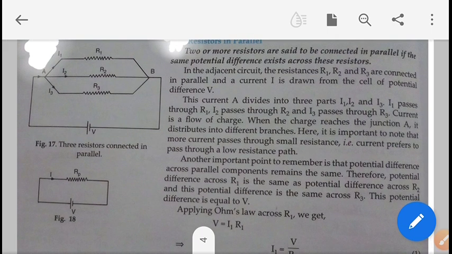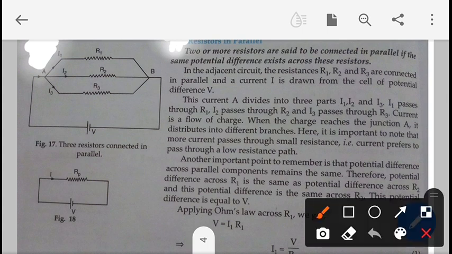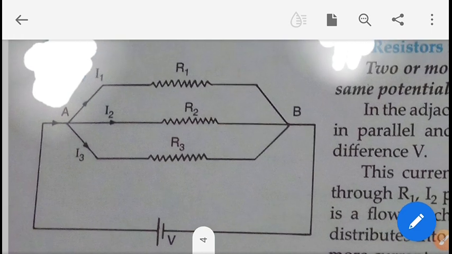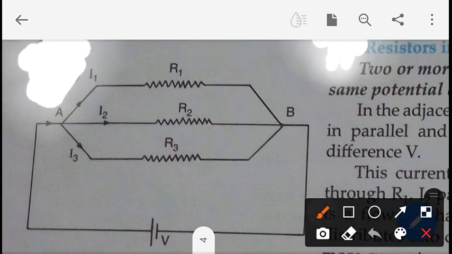Now we will discuss parallel combination. Here the resistors are connected in such a way that three resistors R1, R2, R3 are connected so that the current flowing in the circuit is divided at this point A. Some current flows in this direction, some in this direction, some in this direction. That means current is divided.